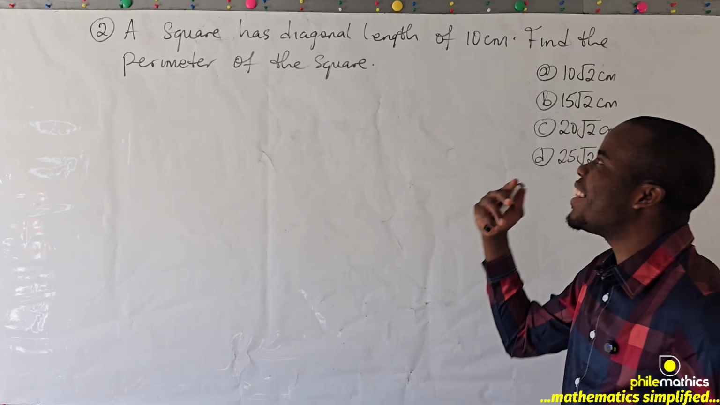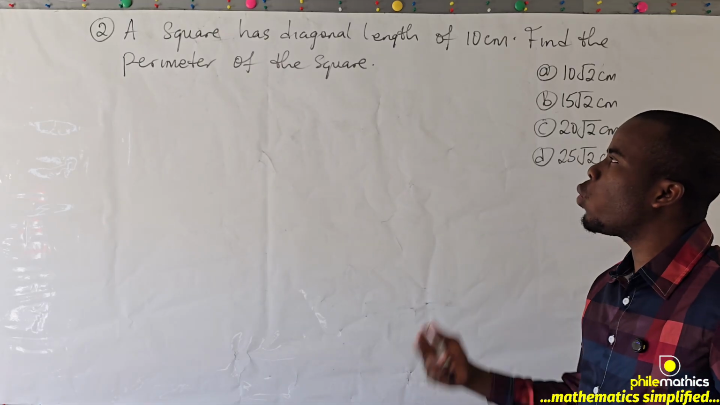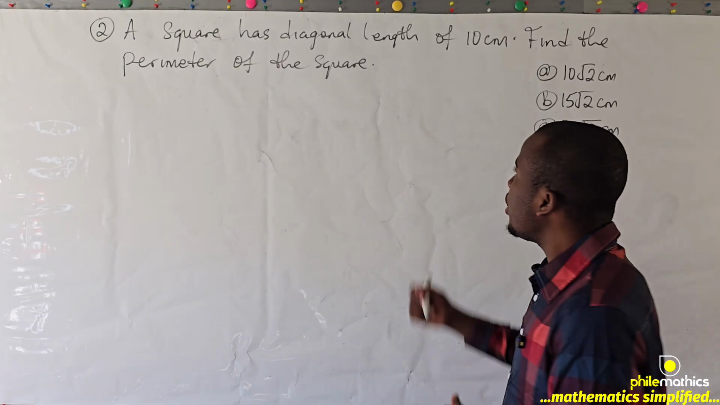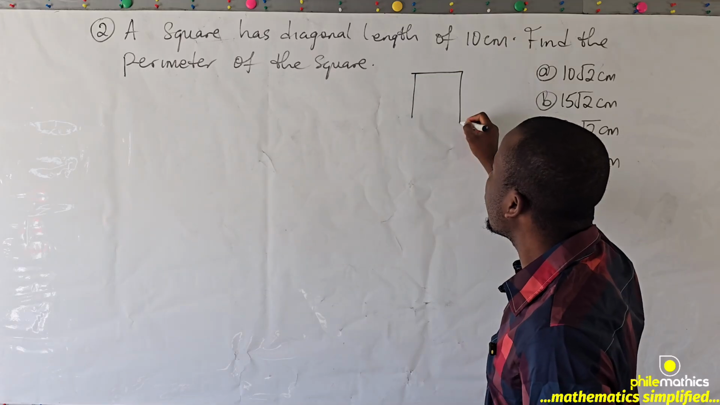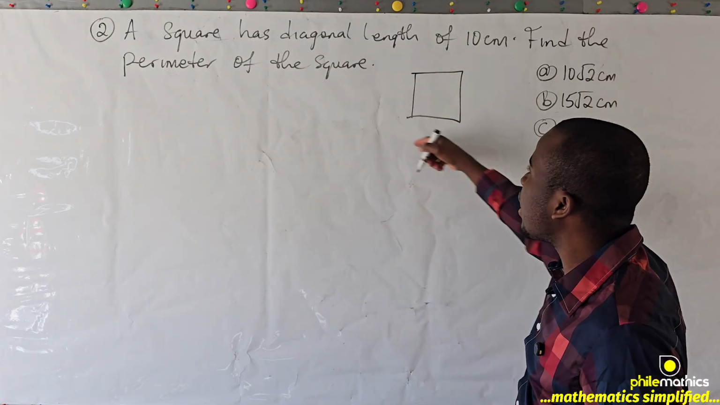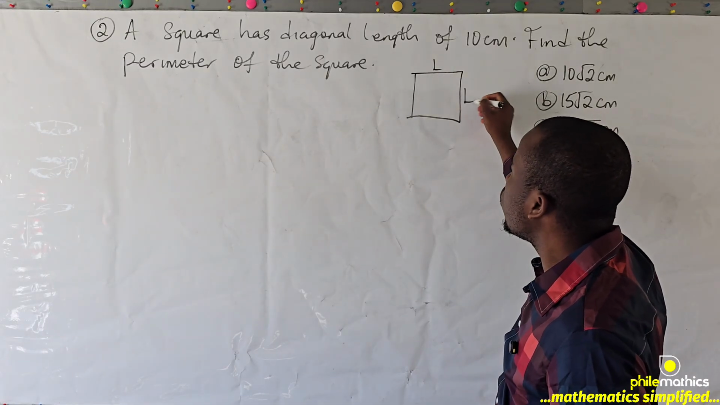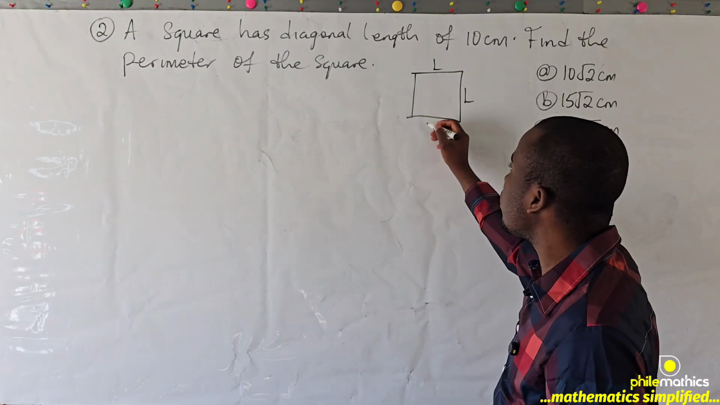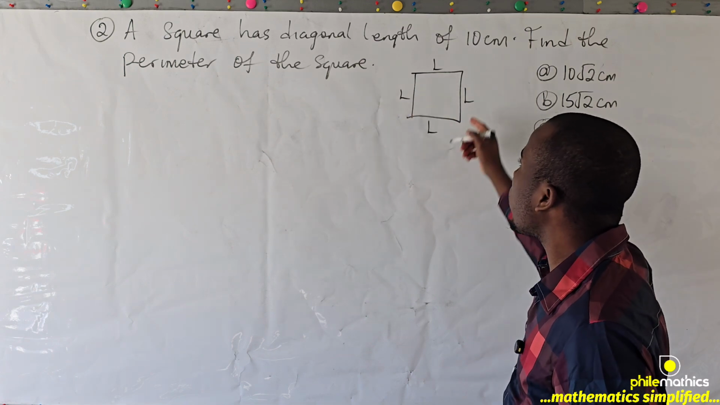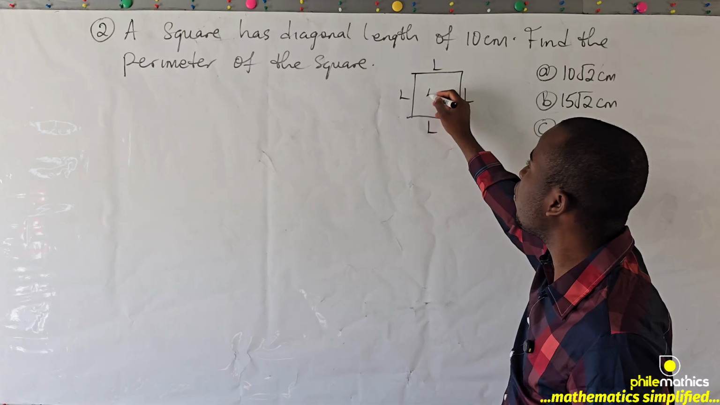A square has diagonal length of 10 cm. Find the perimeter of the square. You know, if this is a square, the perimeter of a square is simply the distance round the square. So if this is the length, a square has 4 equal sides. So these are L, L. So we are looking for the sum of these lengths. And if we sum it, it's simply 4L.